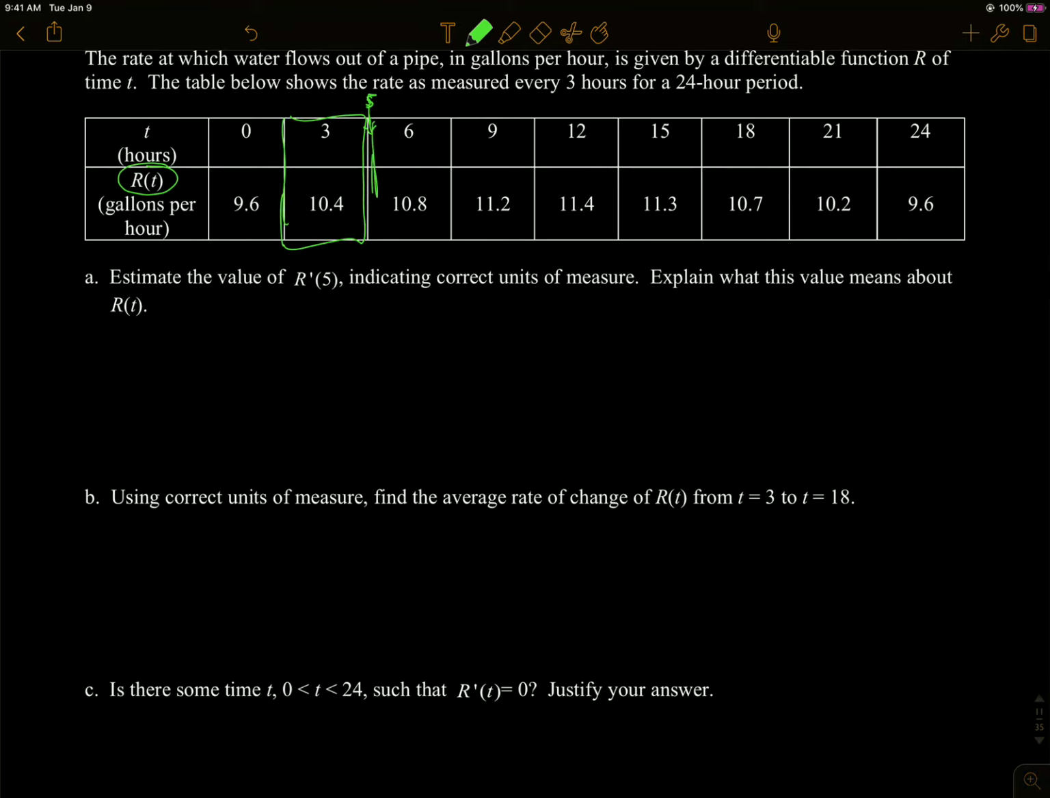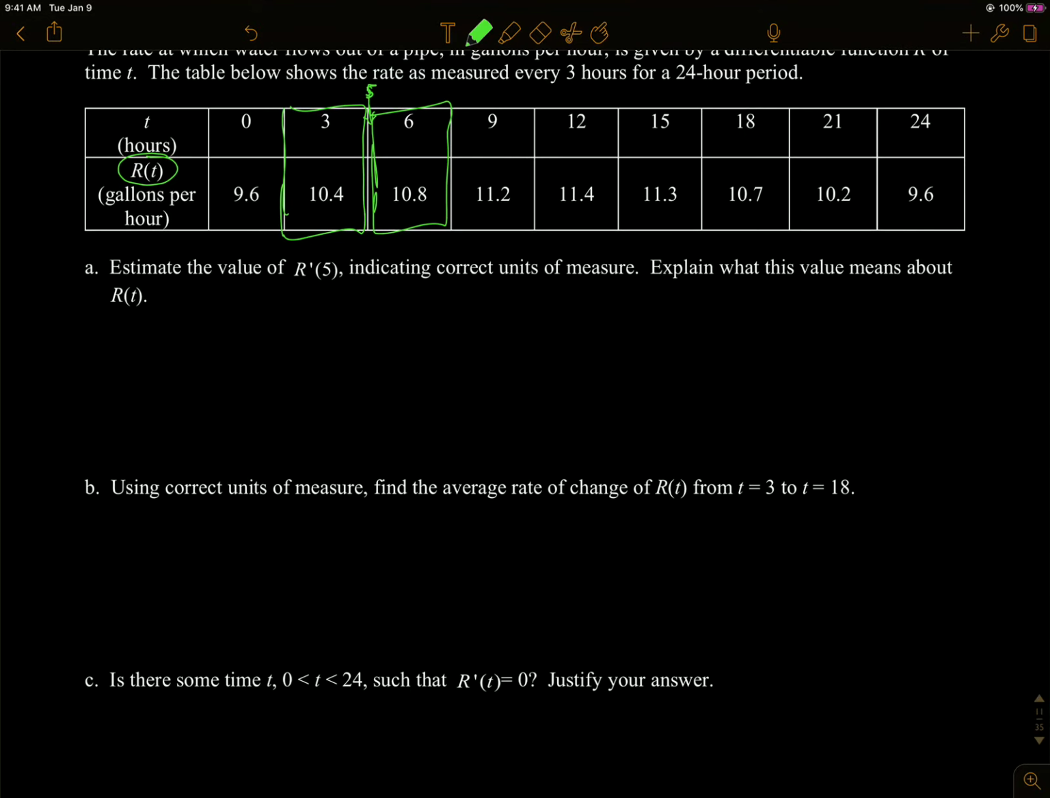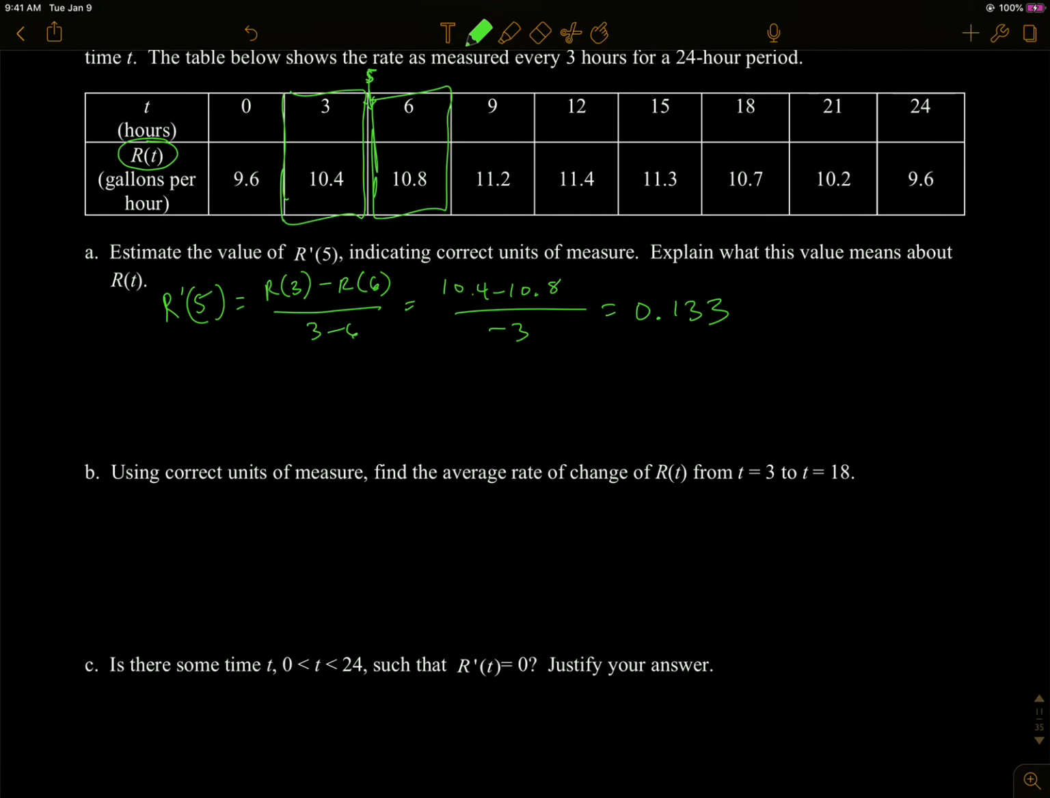So if I take these 2 points, one on either side of 5, and do the slope of the secant line, we're going to say a good estimation of the slope of the tangent line will be the slope of the secant line. So r of 3 minus r of 6 all over 3 minus 6. That's going to be equal to 10.4 minus 10.8 over negative 3, which is about 0.133. Explain what this value means about r of t. So we know that the derivative is positive, so that means that r is increasing.